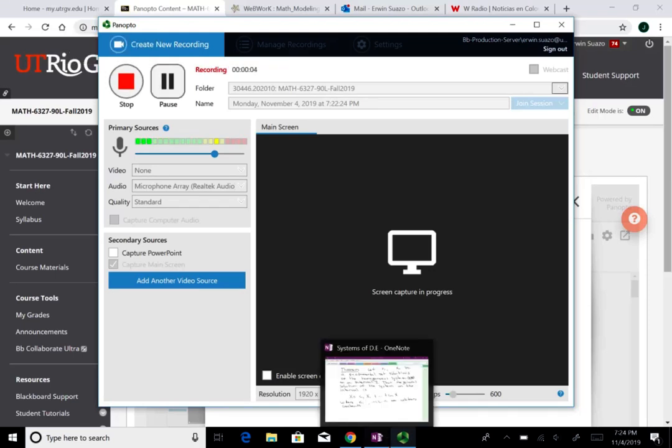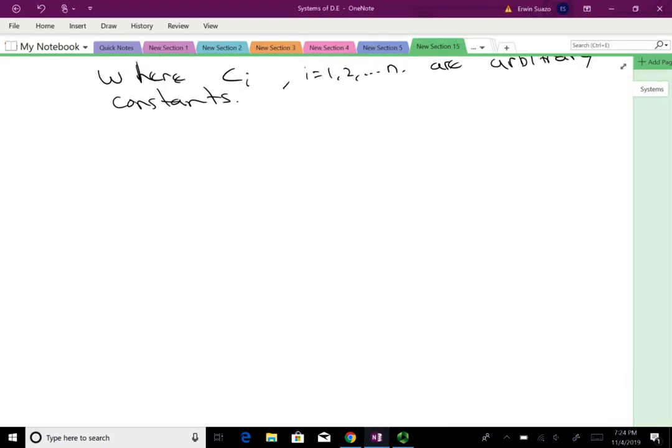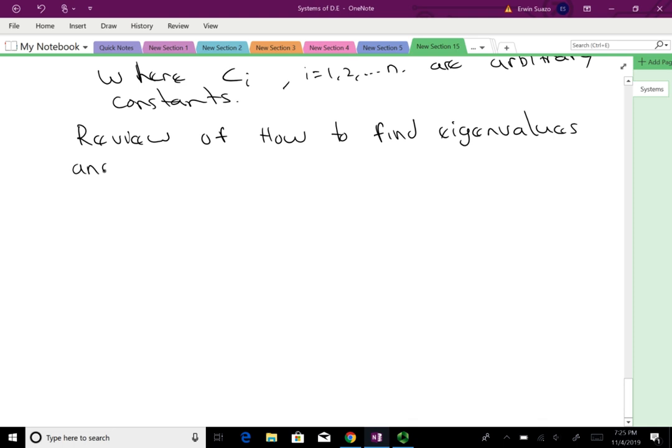Okay guys, so we're gonna do our first example of how to solve a system of differential equations. So first we're gonna start with a review of how to find eigenvalues and eigenvectors of a matrix.